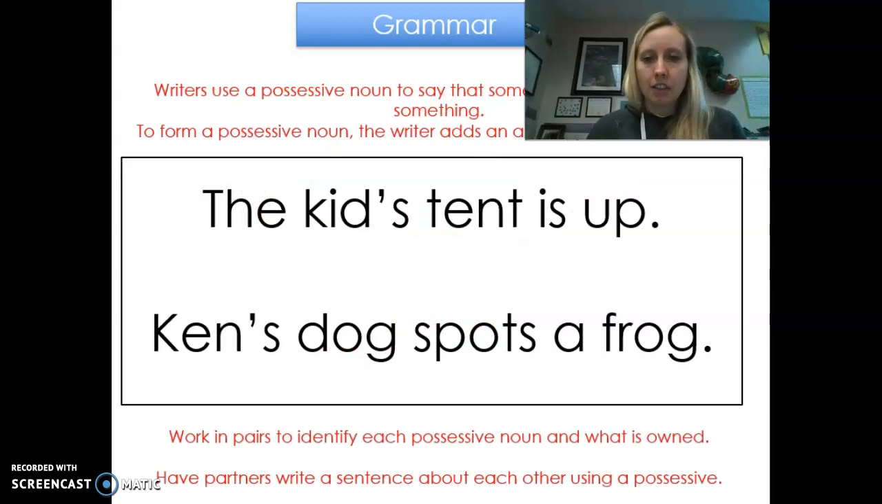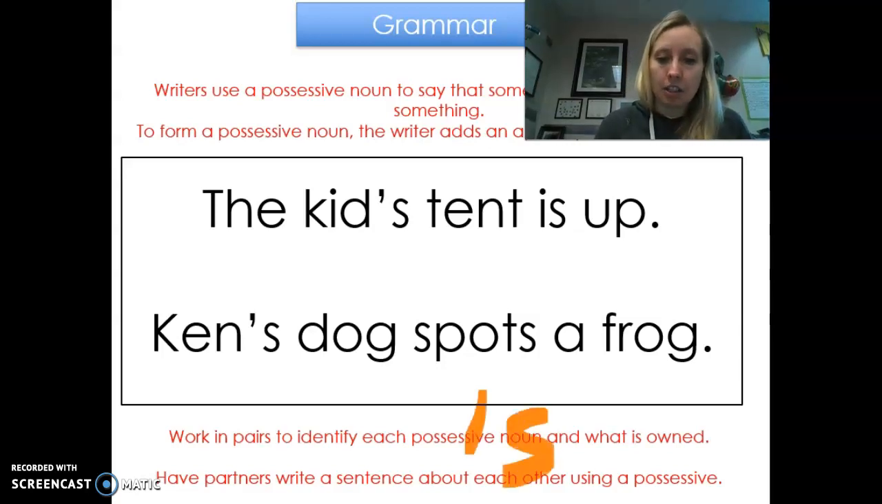So a possessive noun, we use a possessive noun to say that someone or something owns something. And we do that by putting apostrophe S. So the writers add an apostrophe and an S to form a possessive noun. So I'm going to read this, give you 3 seconds to tell me who and what is theirs. The kids' tent is up.